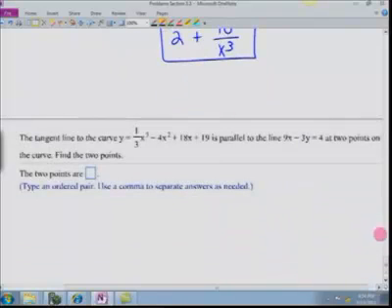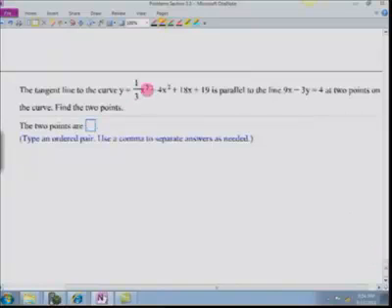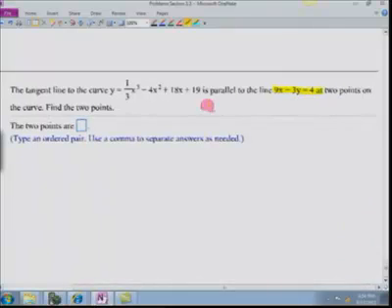Tangent line to the curve y equals 1/3 x cubed minus all this stuff is parallel to this line. So we're parallel to this line at 2 points on the curve. Find the 2 points. Well, why did they tell me that's parallel to this line? What's that going to help me do? What do we know about parallel lines? What kind of slopes do they have? Same slopes.